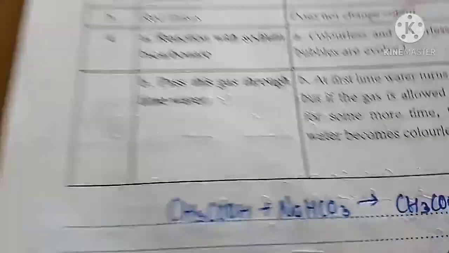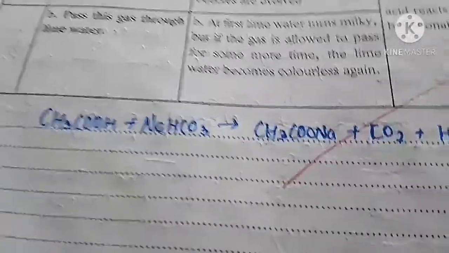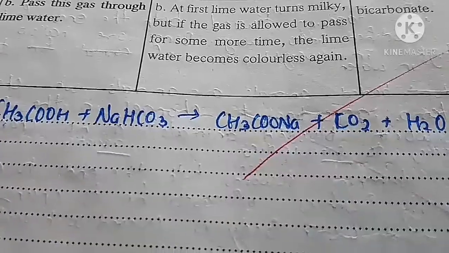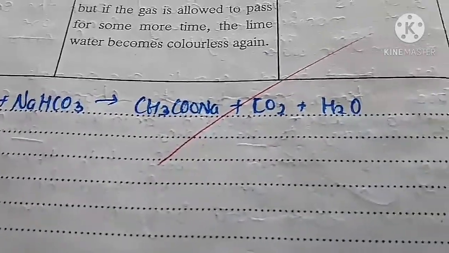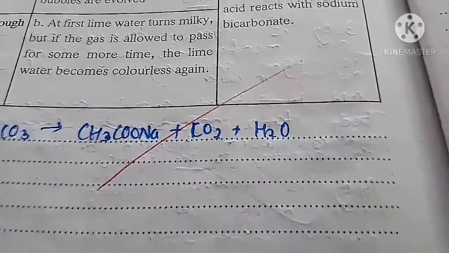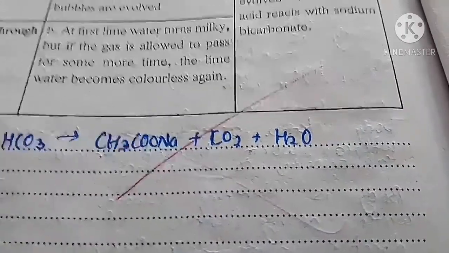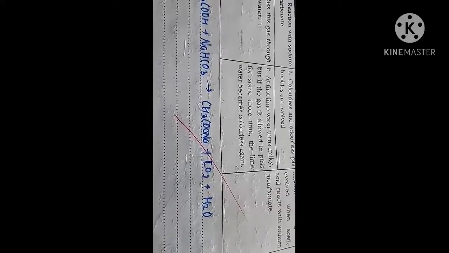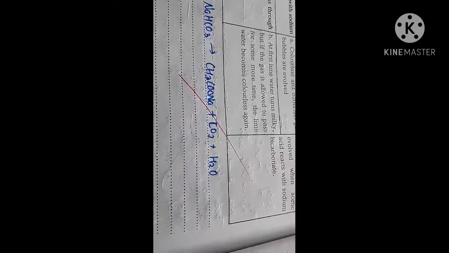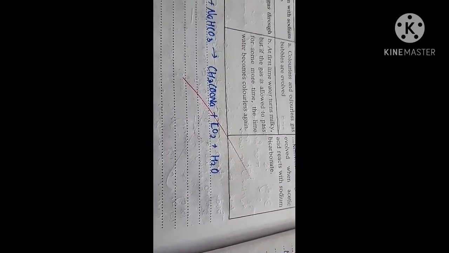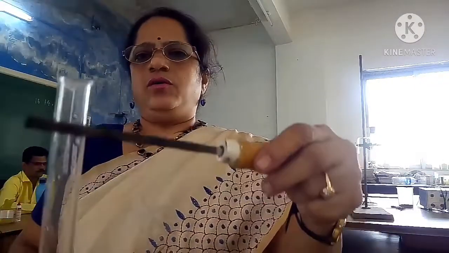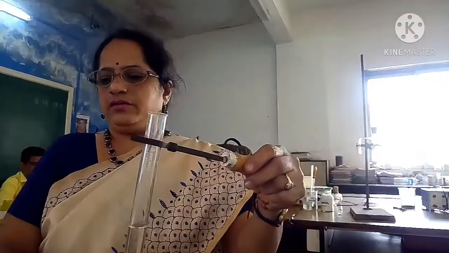Now the reaction: CH3COOH, acetic acid, plus NaHCO3, sodium bicarbonate, gives you CH3COONa plus carbon dioxide plus water. In the reaction, sodium acetate is formed and carbon dioxide gas is released and water is also formed. Acetic acid has an odor like vinegar.